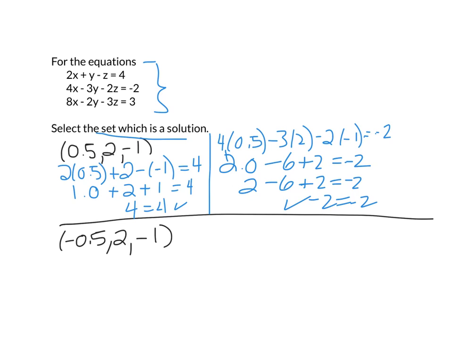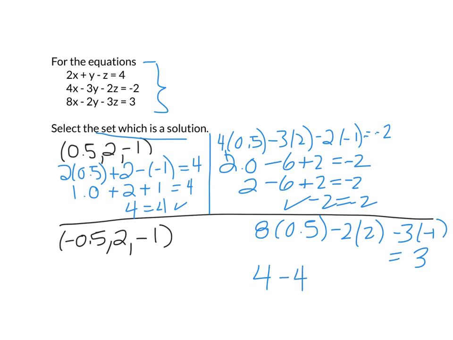Now we're going to go down and check the third equation. I'm just going to do it down here. So we have 8, 0.5, minus 2, substitute the 2, minus 3, substitute the negative 1, and we're going to check and see if that's equal to 3. So 8 times 0.5 will give us 4. Negative 2 times 2 is minus 4, and negative 3 times negative 1 is a plus 3. So our 4's will cancel out, and that will leave us with 3 is equal to 3. And because all three equations are satisfied, we can say that the 0.5, 2, and negative 1 is the solution.